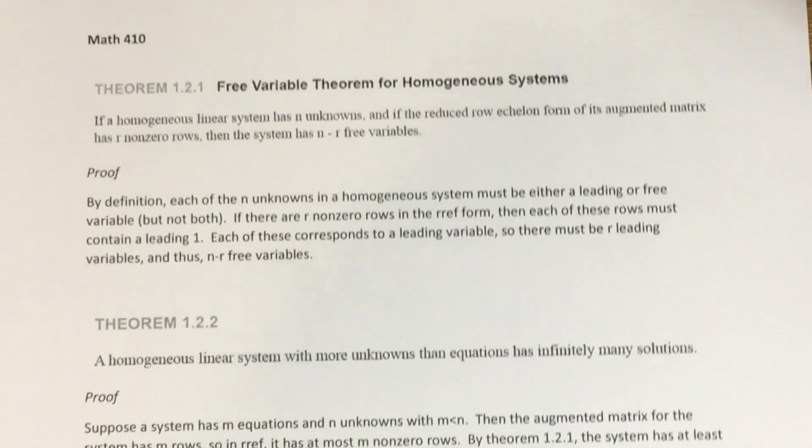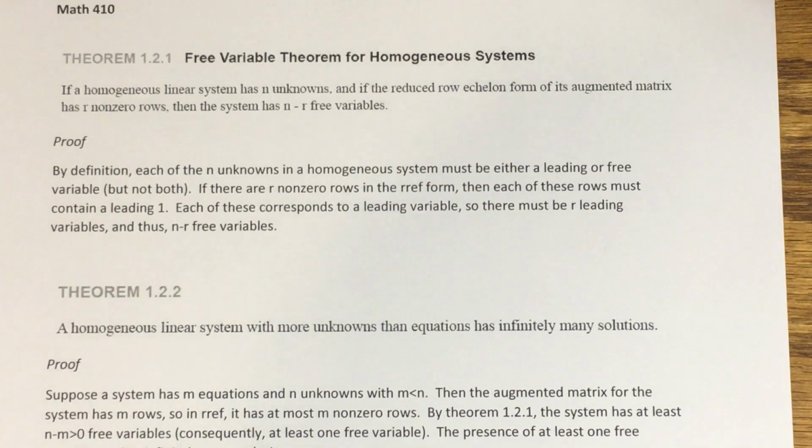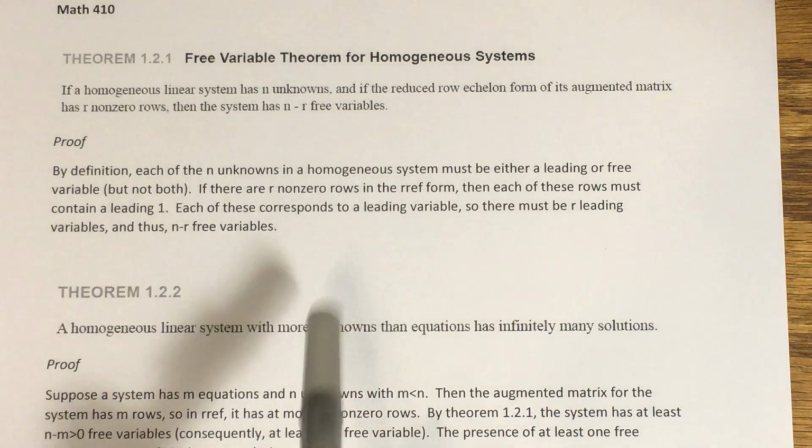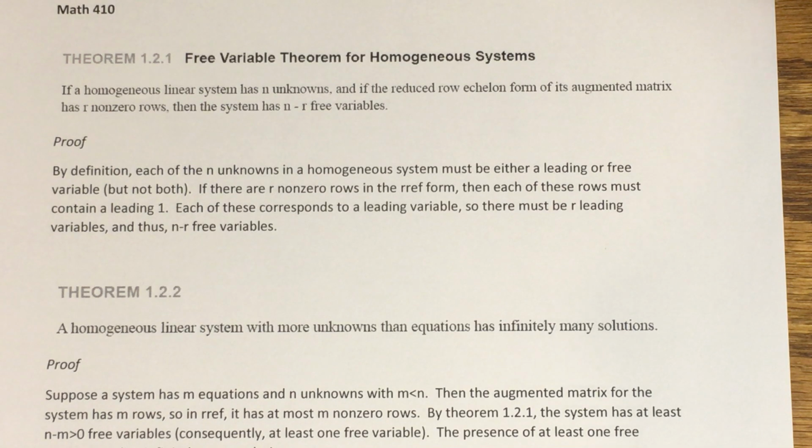Okay? All right. So I did mention that we would talk about this theorem here. A couple of theorems here, in fact. So the first one is what we call the free variable theorem, and it's specific to homogeneous linear systems. It says that if you have a homogeneous linear system and it has n unknowns, and if the reduced row echelon form of its augmented matrix has r non-zero rows, then the system will have n minus r free variables.